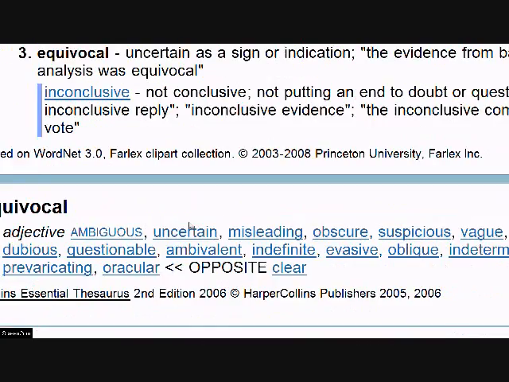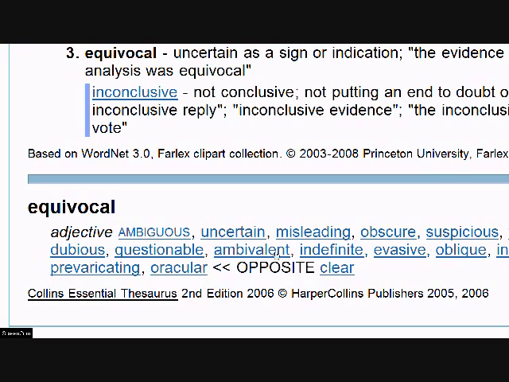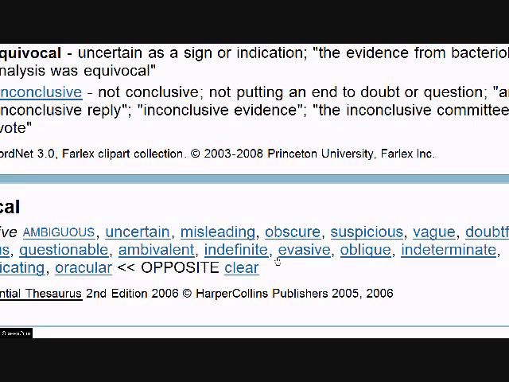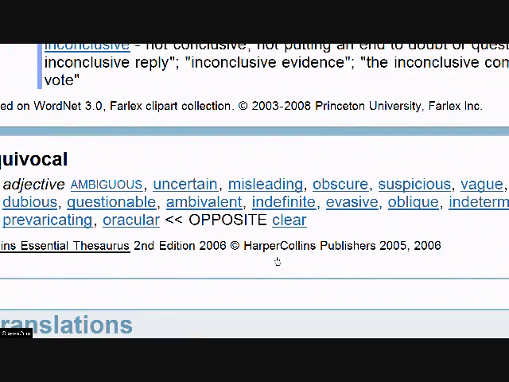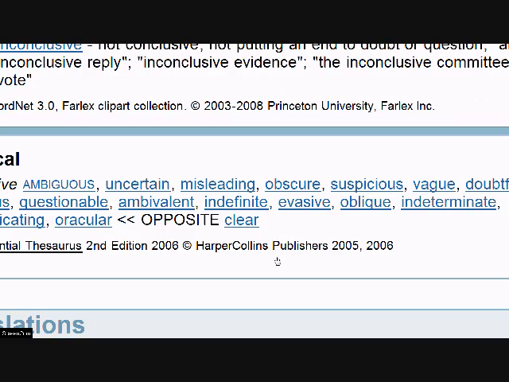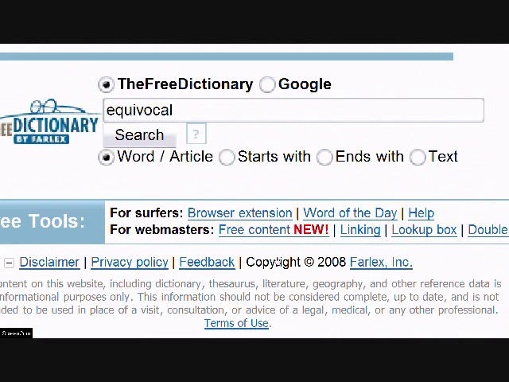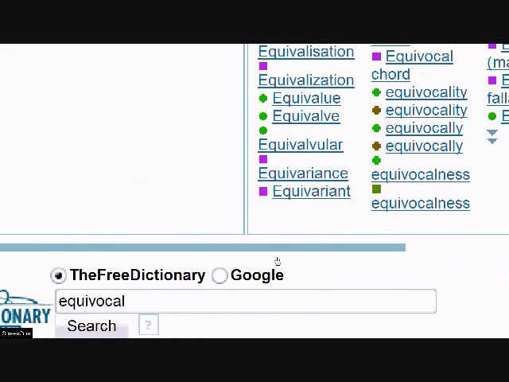Okay, what are the real synonyms? Ambiguous, uncertain, misleading, obscure, suspicious, vague, doubtful, dubious, questionable, ambivalent, indefinite, evasive, oblique, indeterminate, prevaricating, oracular, etc. Okay, so we will go up to them.